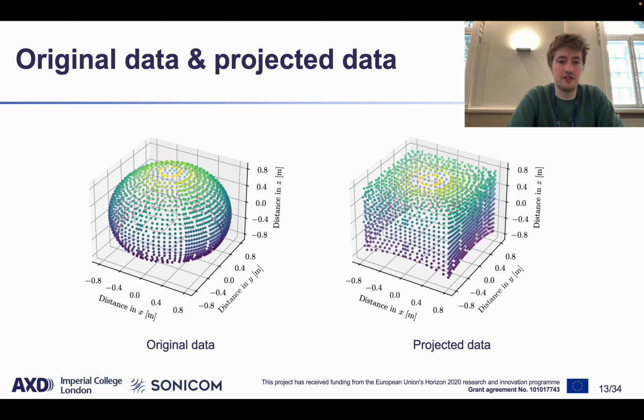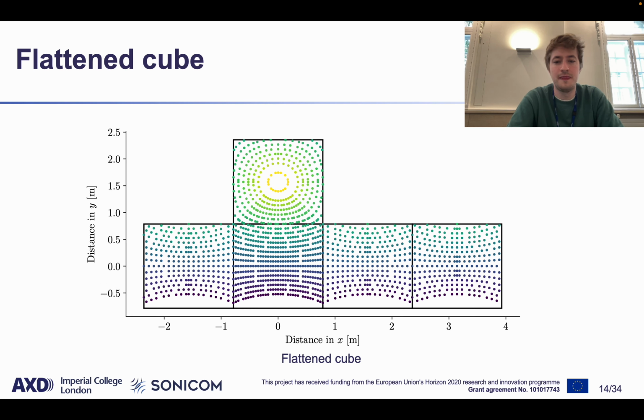So what does this look like in practice? Well, this is a HRTF. This is it being projected onto a cubed sphere. The colours just represent the identity of the measurement point, but you can see how all the measurement points get mapped onto a cube. We can then flatten the cube, and we've got an image.